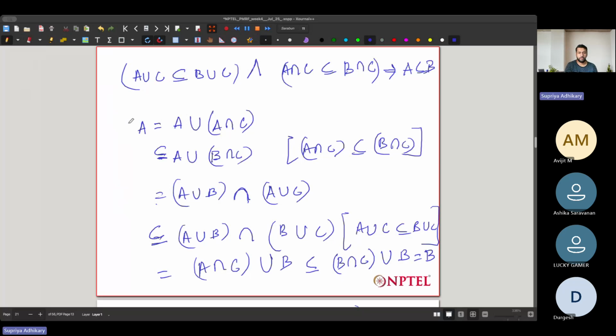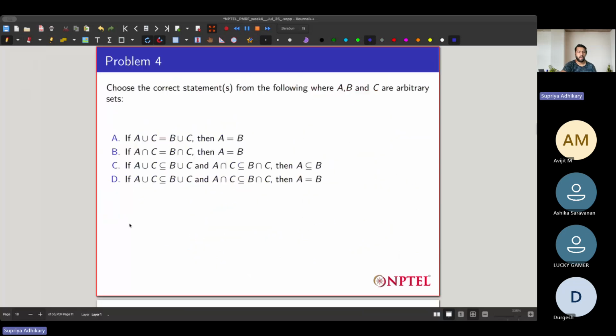So now we have just proved that we started with the set A, and we have proven that the set A is nothing but a subset of B. So this is a direct proof method, and we have proved that this is true.